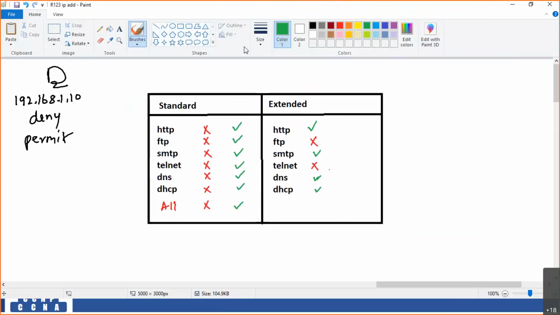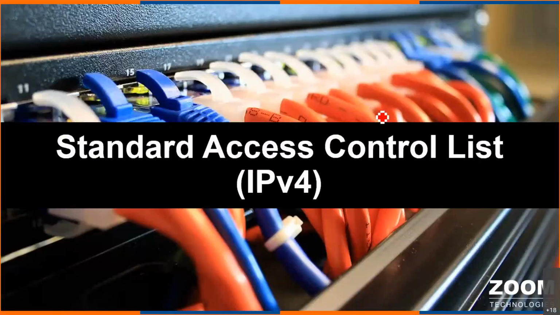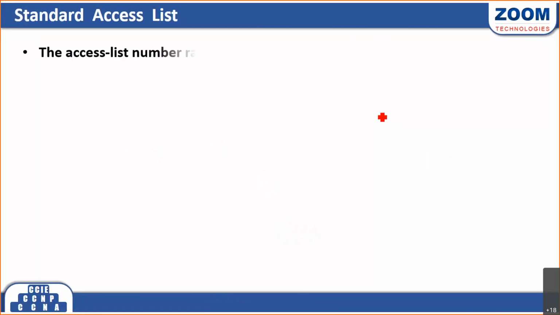Then how can your router understand which ACL is being configured? Whether standard ACL or extended ACL is configured is based upon the number range. If you use any number between 1 to 99, it is standard ACL. If you use a number between 100 to 199, it is the extended ACL number range. So the standard access list number range is 1 to 99.